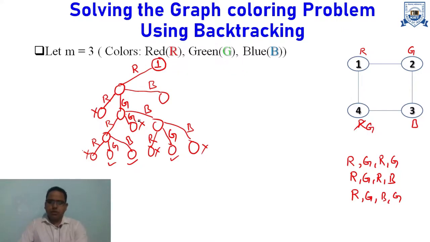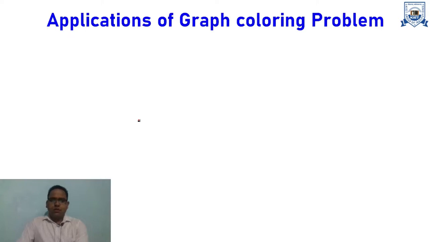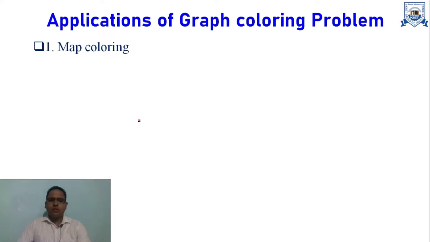Now what are the applications of the graph coloring problem? The first one is map coloring. Suppose we take the map of India. We can color each and every state. At most we can have different colors, but we want the minimum number of colors to color the states, with no two adjacent states having the same color, so that we can differentiate between them. That can be done with graph coloring for map coloring.